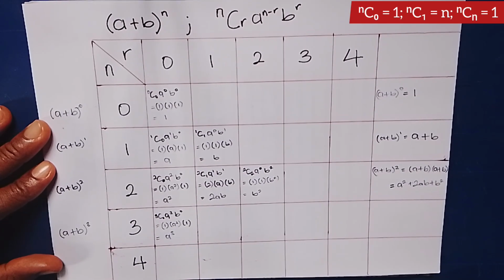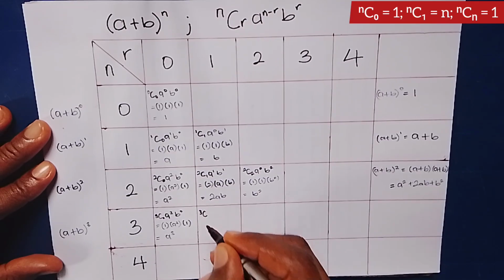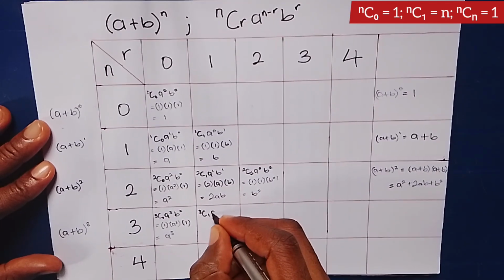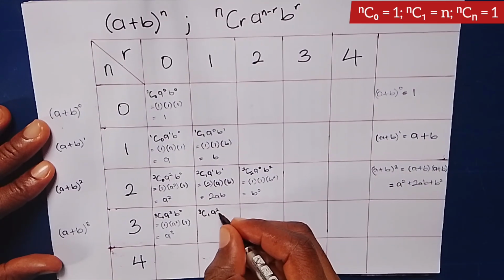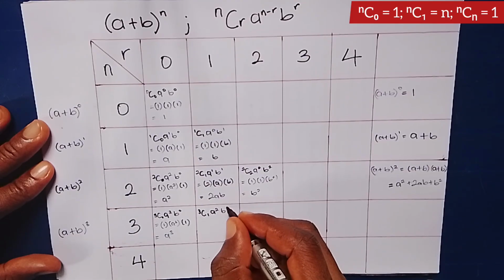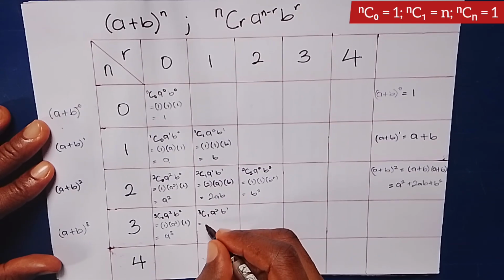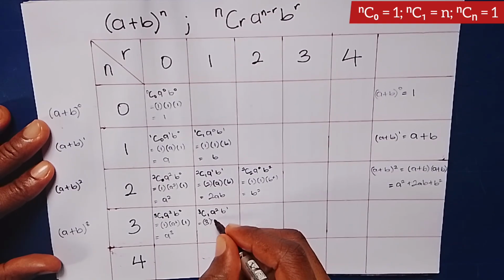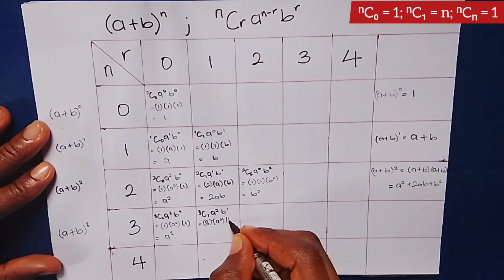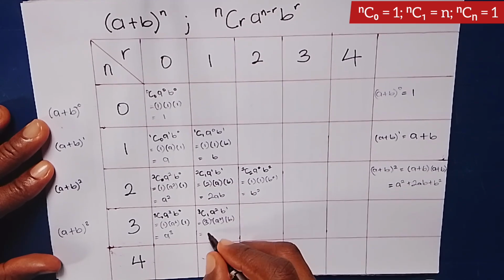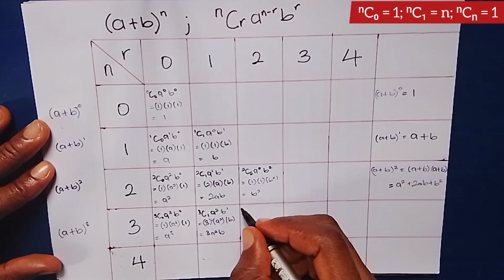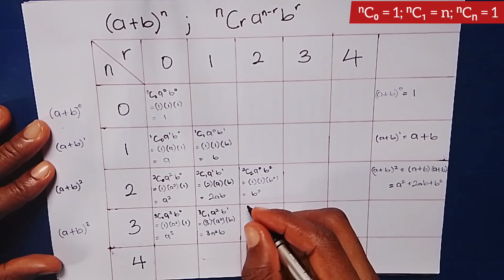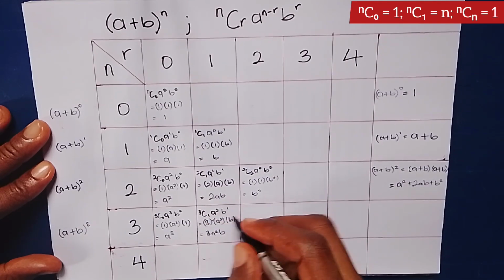And up next we have 3 combination r, here r is 1. A raised to 3 minus 1, n minus r, is 2. Then our b is 1. So this is equal to, remember, n combination 1 is equal to n. So we have 3a squared b. Now, remember, we continue until our r is equal to n, which is 3 in this case.